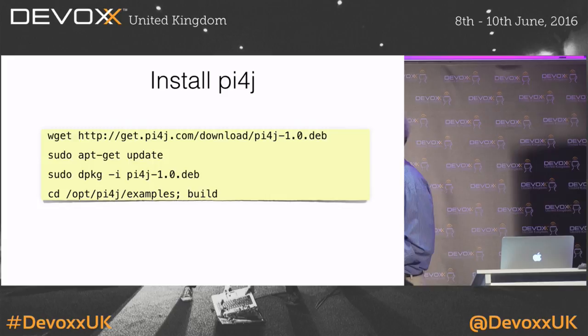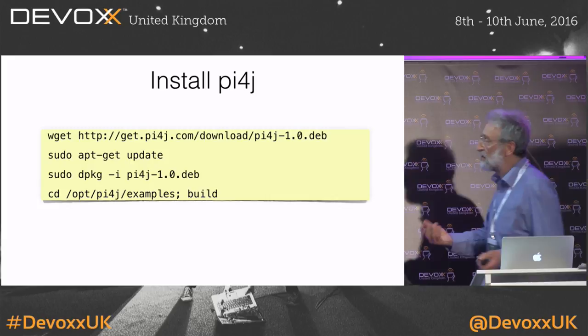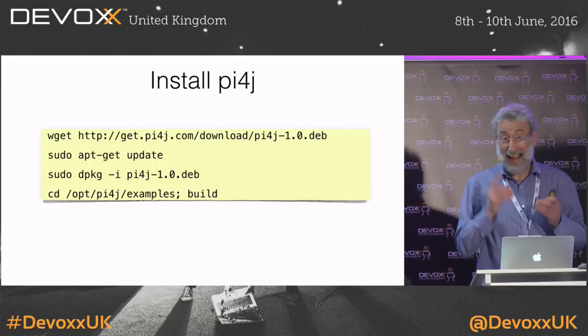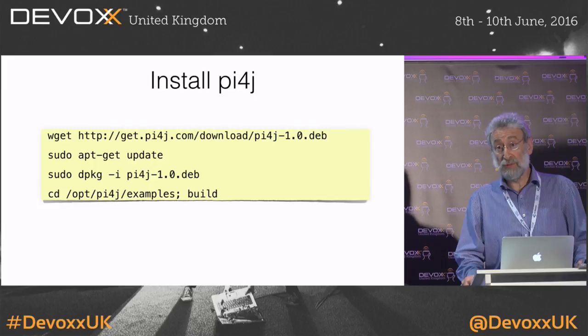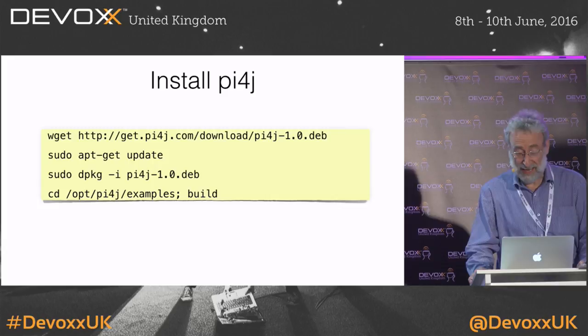Download Pi4J, update everything, install it, and build the examples. This is really important because the examples are actually quite good. Actually, I only need one example. There's an example called ControlGpioExample.java in Pi4J, which will control the pins. It does much more than I wanted. So I've edited it down and called it MyGpioExample.java because I just wanted to use it for this.